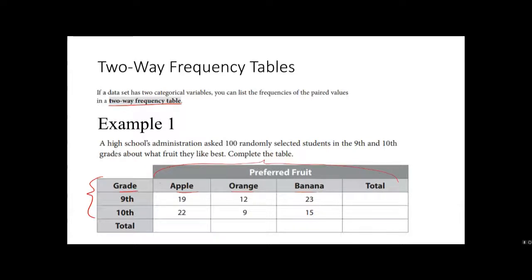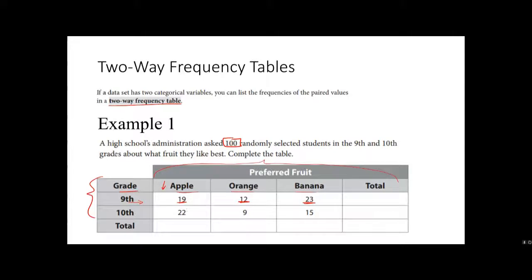And if you think about it, it's read this way. Okay, so ninth graders, 19 of them prefer apples, 12 of them prefer oranges, and 23 freshmen prefer bananas. Okay, that's how you read it. All right, so if we look at the table, it's talking about 100 kids, 100 students are selected, okay, from this grade level, ninth and 10th, all right?